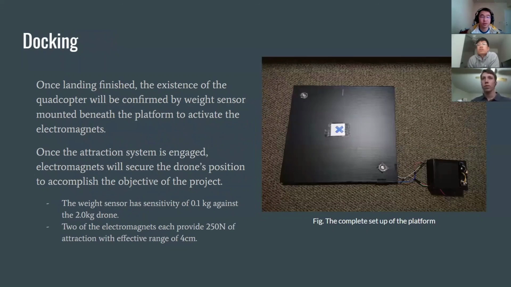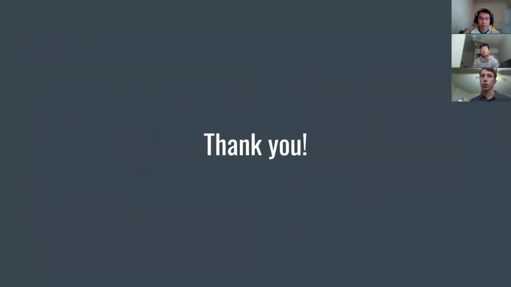Once the landing is finished, the existence of the quadcopter will be confirmed by the weight sensor mounted beneath the platform to activate the electromagnets. Once the attraction system is engaged, electromagnets will secure the drone's position to accomplish the objective of the project. In terms of performance, the weight sensor has a sensitivity of 0.1 kilograms against the drone's mass of 2.0 kilograms, which means it's capable of detecting the drone's existence without any false readings. Two of the magnets each provide 250 newtons of attraction with an effective range of 4 centimeters. That's our presentation. Thank you very much.